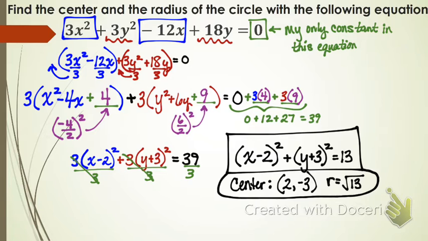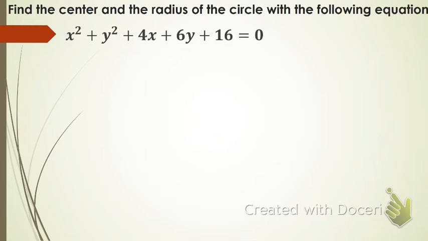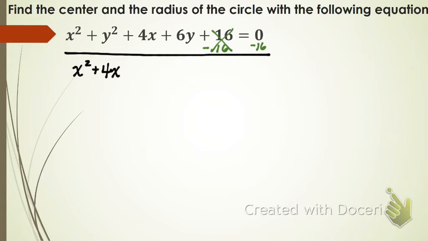Ready to practice another one? All right. Do I have a constant? What is my constant? 16. So I need to subtract 16 from both sides. Constant has to go off by itself. I'm going to group my x's and my y's at the same time so that I've got them together. Do I have a coefficient that I need to take out? Nope.